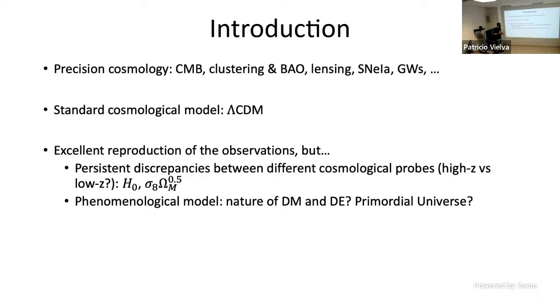But also on the experimental side, it has the problem that there are some persistent tensions between different probes. It tends to be between probes of the early universe and the late universe, both on the Hubble constant and on the clustering of structures at different scales. So I'm not going to focus so much on this, but if you're interested, I also have work, especially on the case of the Hubble constant, so we can talk about it later.